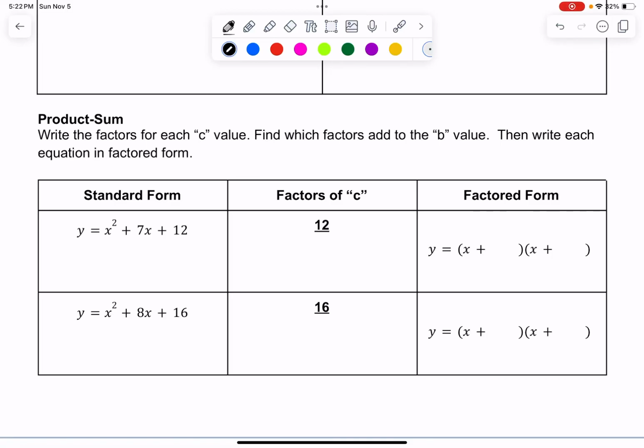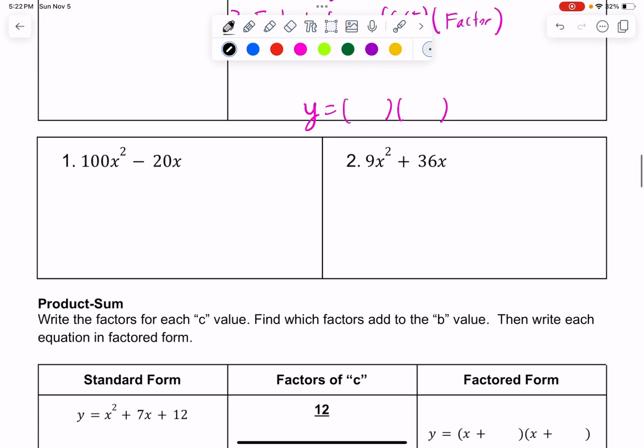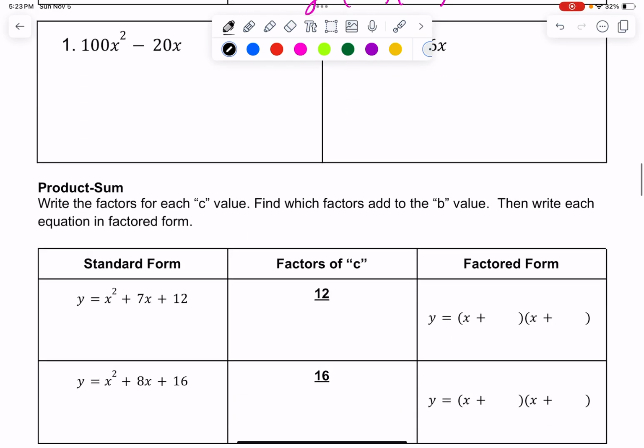So we just recently talked about our GCF method and hopefully the practice went well, but now we're going to be talking on what we call the product sum method. And this one's actually my favorite. It's kind of like a little bit of a puzzle to me. So traditionally we call this either product sum or the diamond method. And that's traditionally what works best for students.